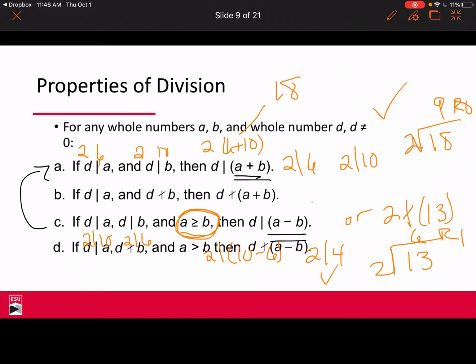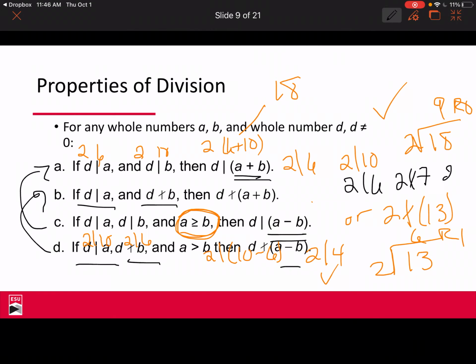And then this one is our analog to number B. If it only divides one of them but not the other, then it doesn't divide their difference. So just like if we had 2 divides 6, 2 doesn't divide 7, 2 doesn't divide their difference, or 1.